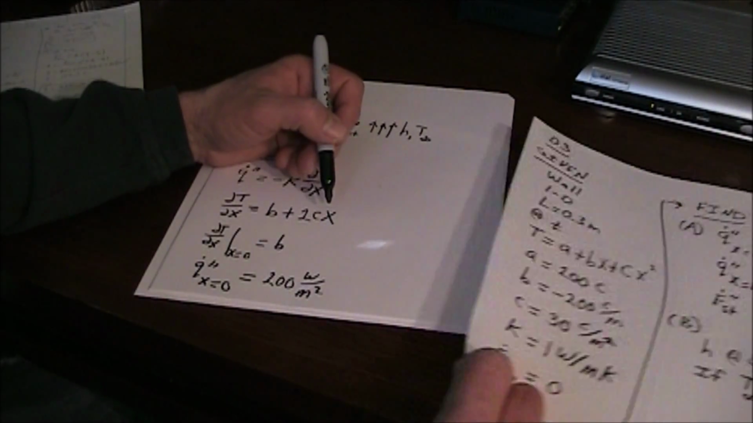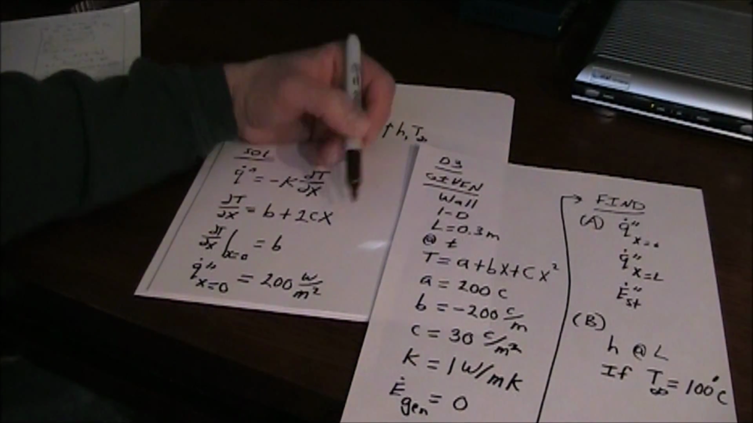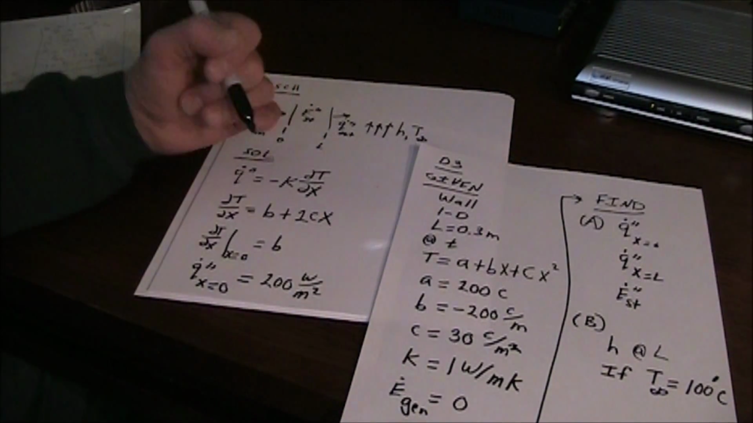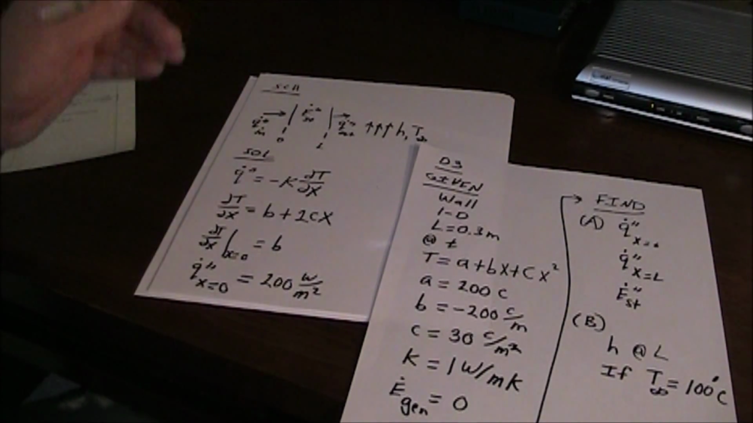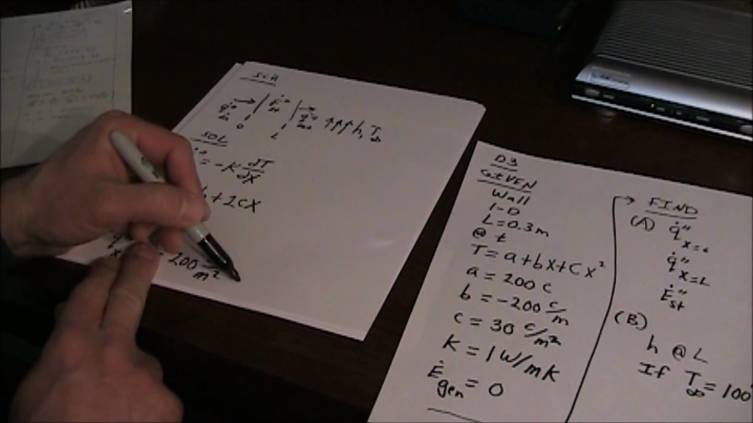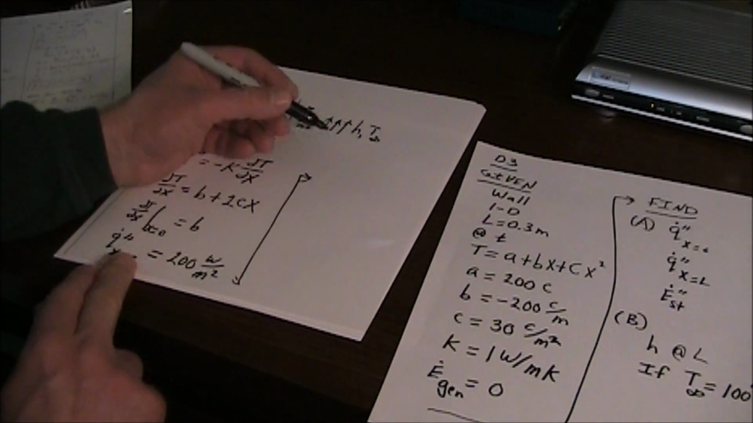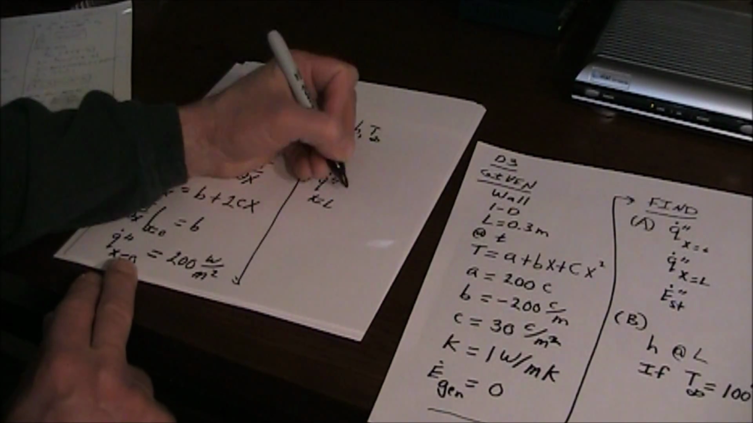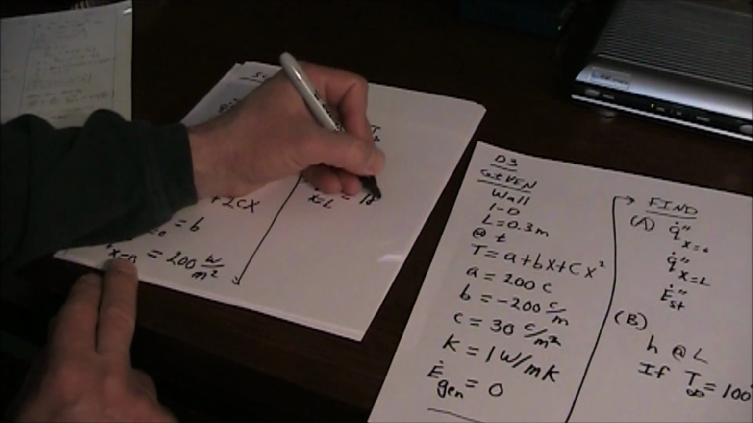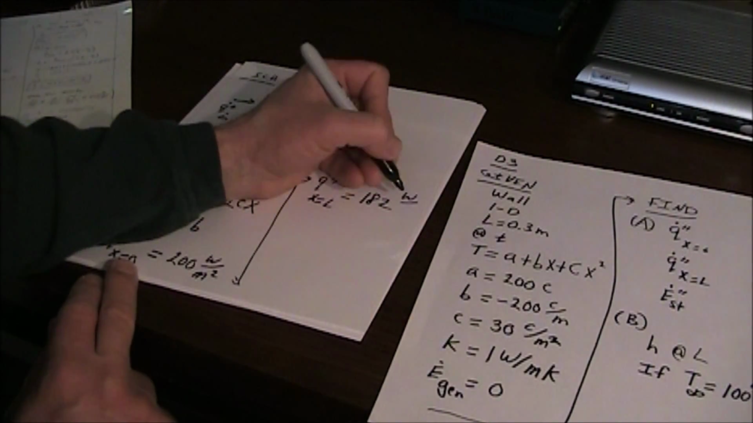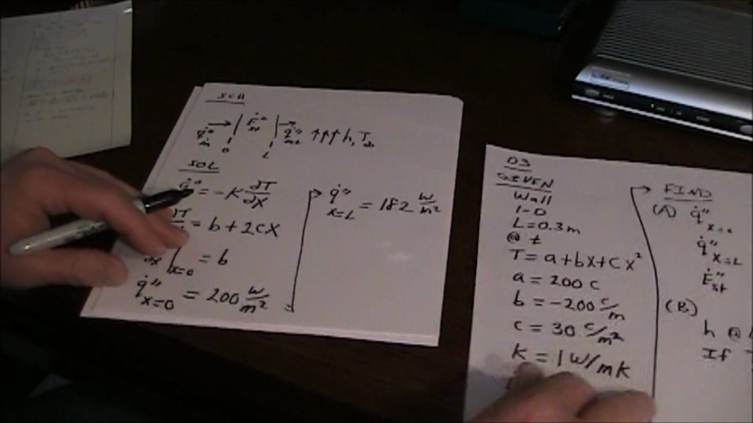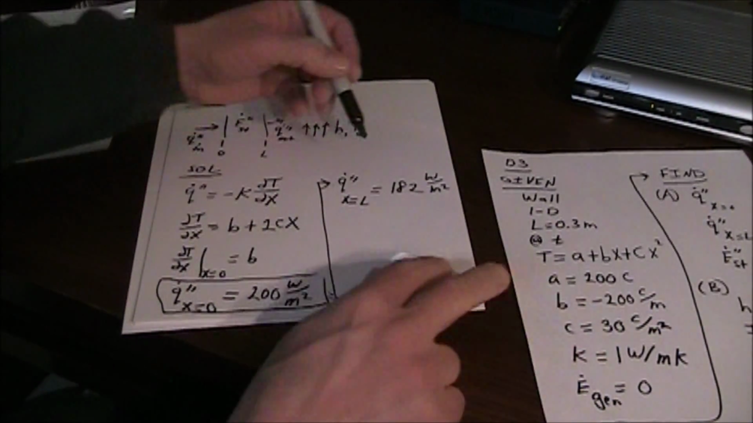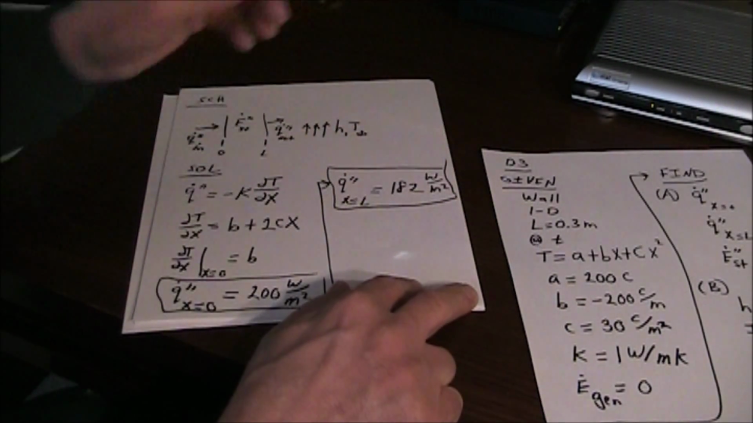Okay, and then we can do the same thing at x equal L, where we just substitute 0.3 meters for x, and if you do, here again, C is known and B is known, so it's just a matter of substituting that into your calculator and crunching out the number. So if you do that, what you would get is that Q dot double prime at x equal L is equal to 182 watts per meter squared. Okay, so now we have Q dot double prime at x equals 0, Q dot double prime at x equal L.